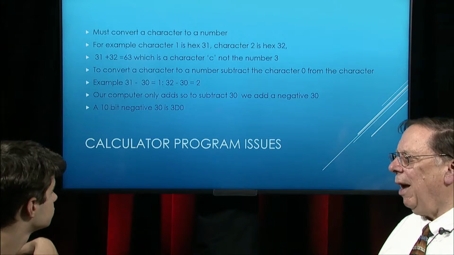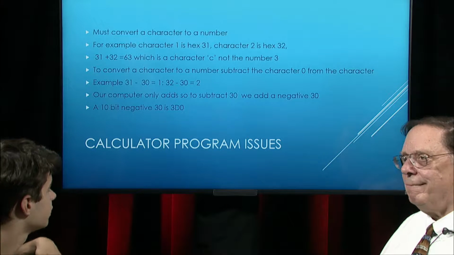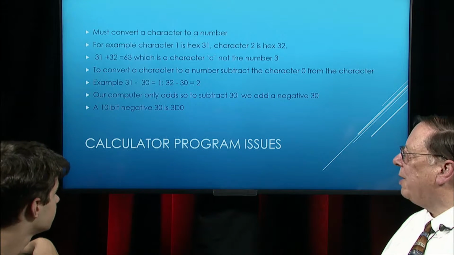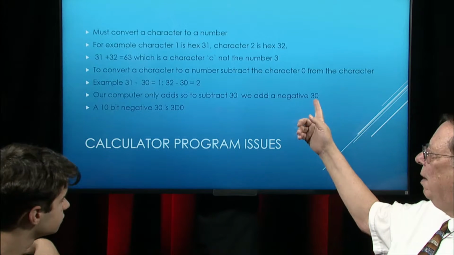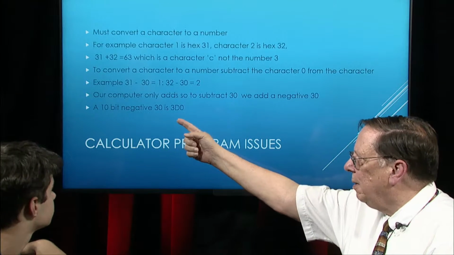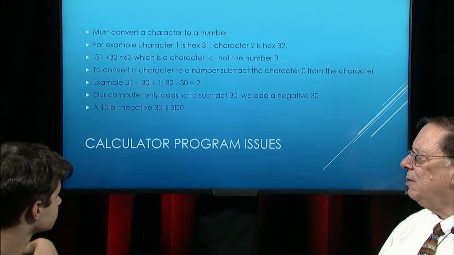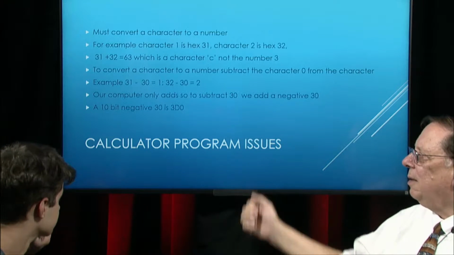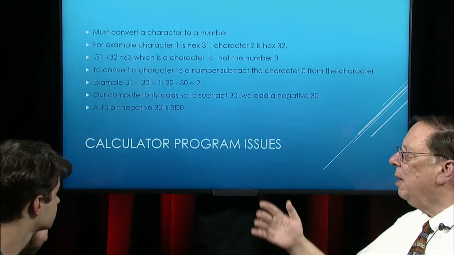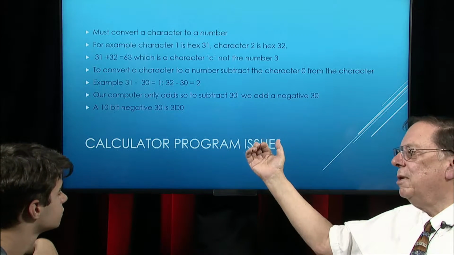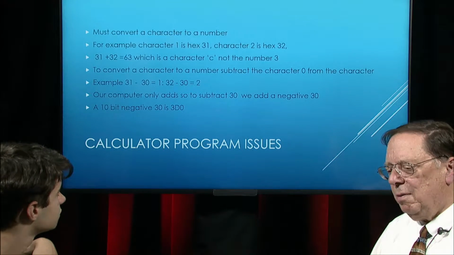But our computer only adds. So what do we do if we want to subtract 30? You add a negative number instead. It turns out the negative of a 30 in a 10-bit number is 3D0. So what we're going to do is add a 3D0 to our number that we get. One of the other things that's important is we're going to use the accumulator to print a plus sign and other things. That means we're going to have to save that number because we can only have one thing at a time in the accumulator.